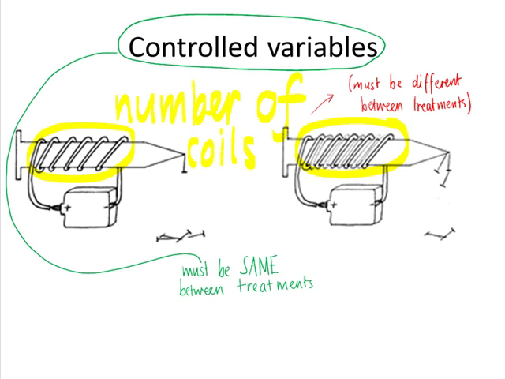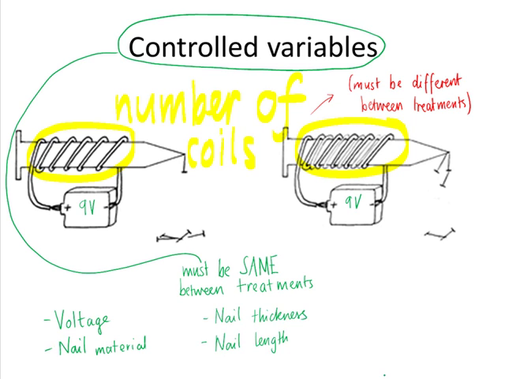Definitely the voltage of the battery. So that needs to be controlled. So maybe in both cases we must use a 9-volt battery. What about the kind of material that the nail is made of? We have to use the same kind of material in both cases. What about the thickness of that nail? The length of that nail? All of that should be the same between the treatments. They should be controlled variables.